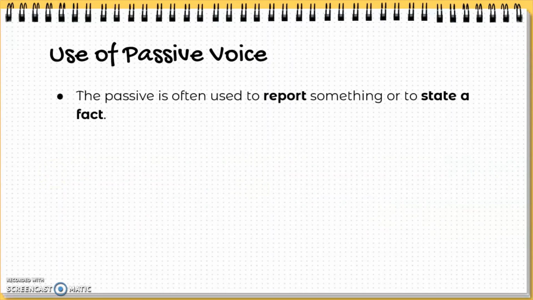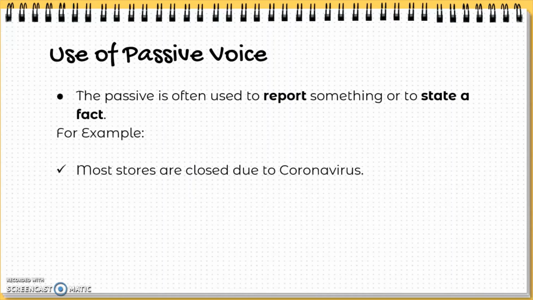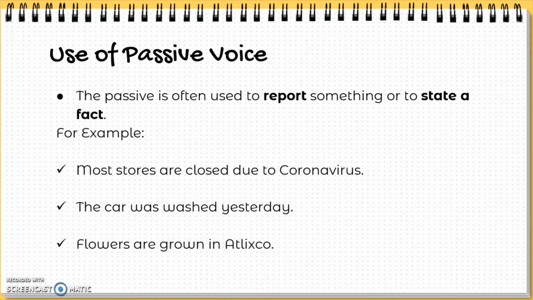How do we use the passive voice? The passive voice is often used to report something or state a fact. For example, number 1, most stores are closed due to coronavirus. Number 2, the car was washed yesterday, and number 3, the flowers are grown in Atlixco. Here you are reporting something. You are reporting that most of the stores now are closed. Here you are saying a fact. The car was washed yesterday. And this is another fact. Flowers are grown in Atlixco. Okay?